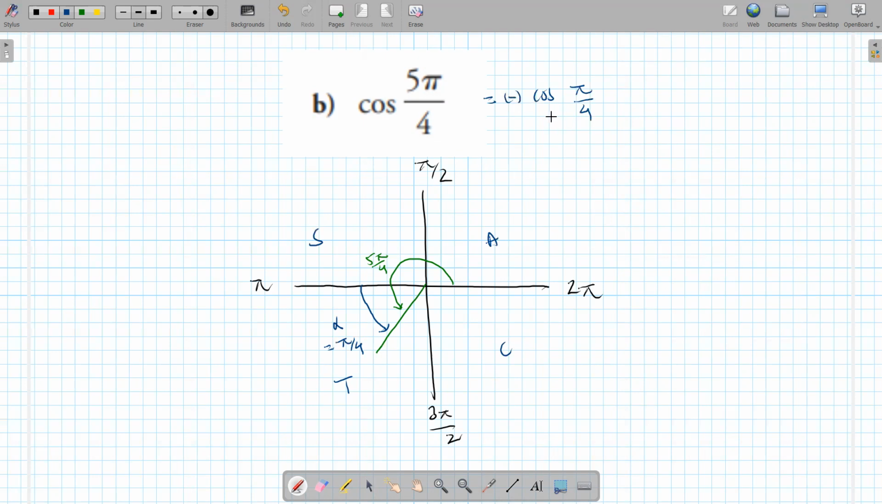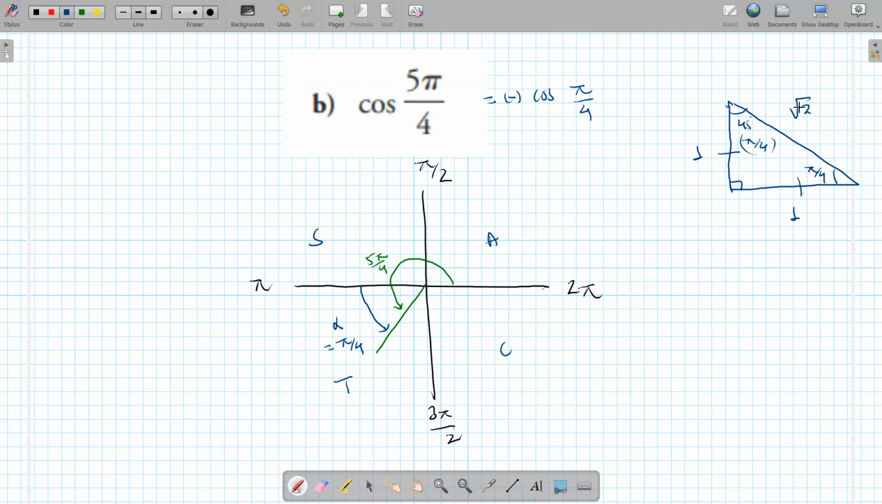Now, cosine of pi over 4, we can get this from the 45-45 special triangle. So you have 45 up here, which is pi over 4, and it's an isosceles triangle. You have 45 down there, which is also pi over 4. This is 1 unit, this is 1 unit. What's the hypotenuse of this triangle? It's a right angle triangle. It's root 2, exactly.